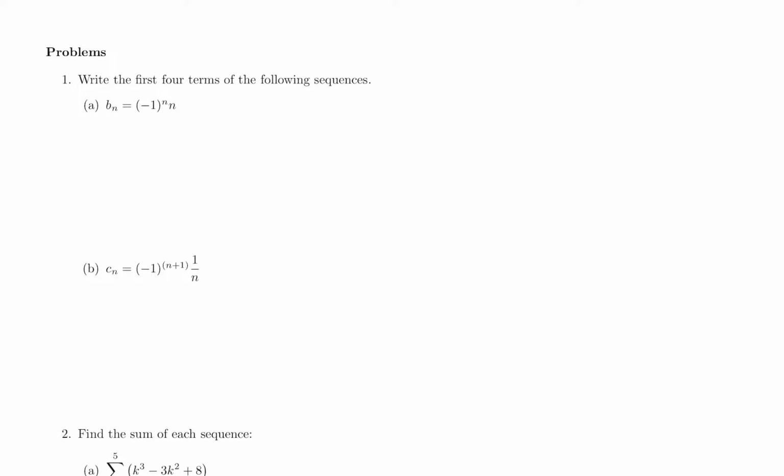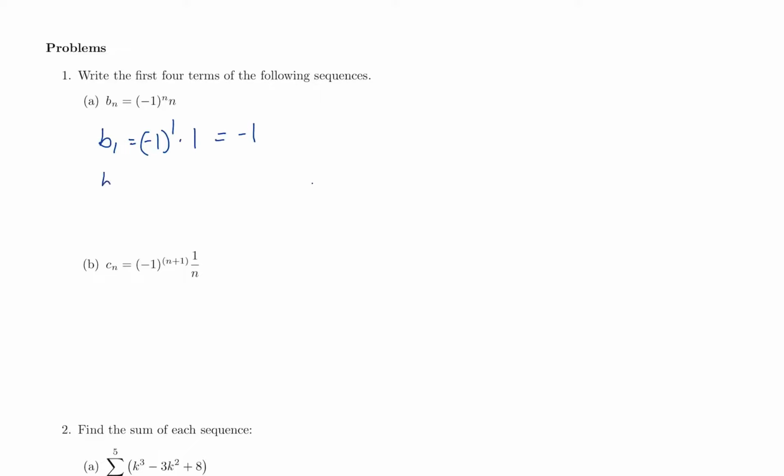So here b of n is given as -1 to the n power times n. So first term will be -1 to the 1 power times 1 gives me -1. Second term, -1 to the second power times 2. This will be +1 times 2 gives me 2.